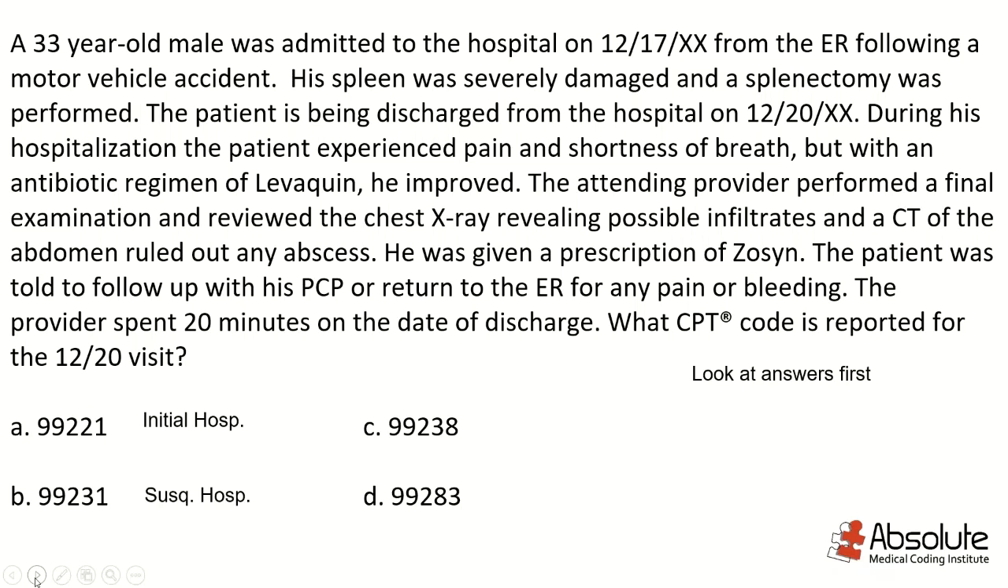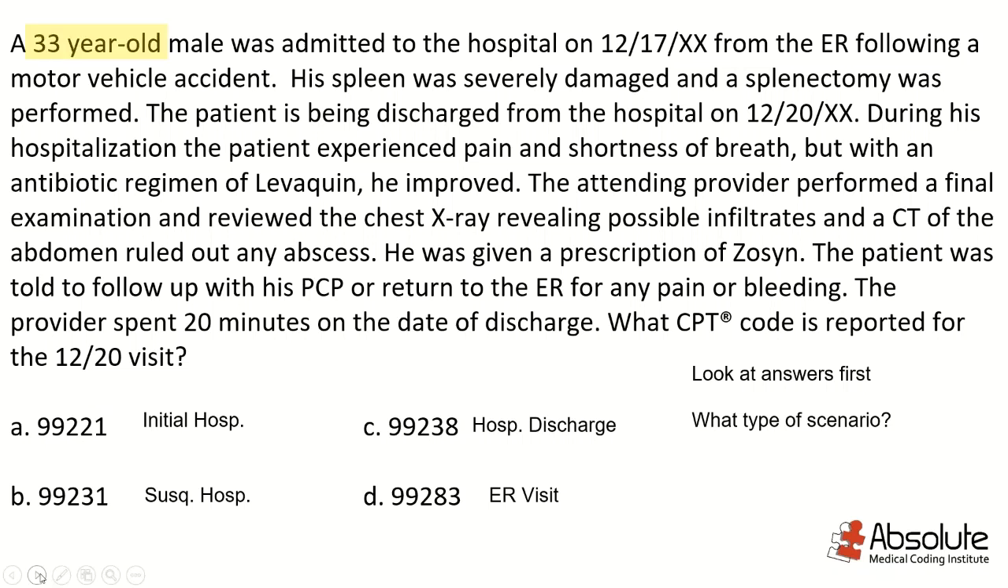So let's go ahead and document. So A, we have initial hospital. B is a subsequent hospital. So those are different. C is a hospital discharge. And D is an ER visit. So once we determine that, these kind of scenarios are pretty easy because we just have to read what's going on in the scenario. And just based off of the location, we're going to be able to come to an answer rather quickly. Okay, so let me go to my keywords and see what's going on.